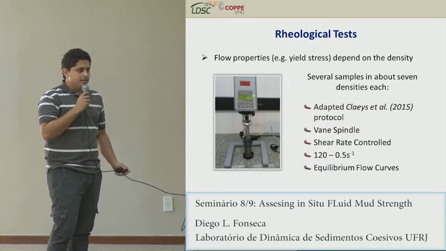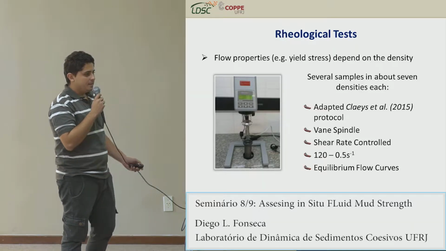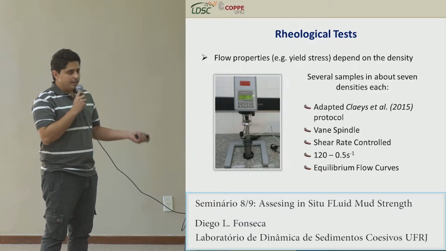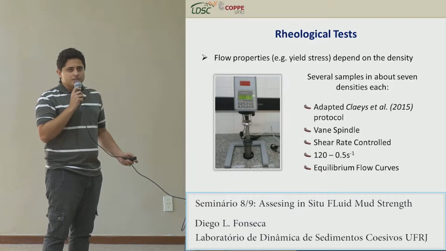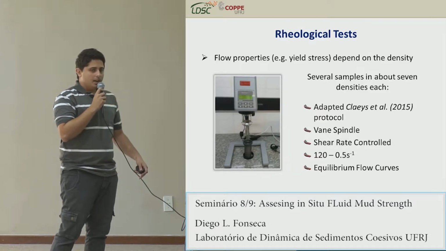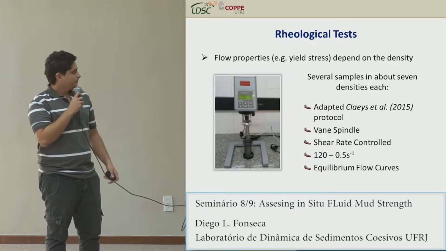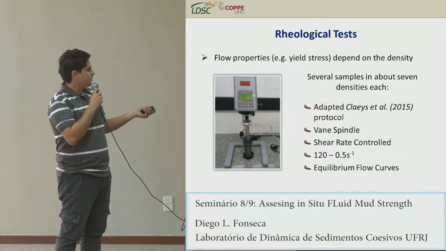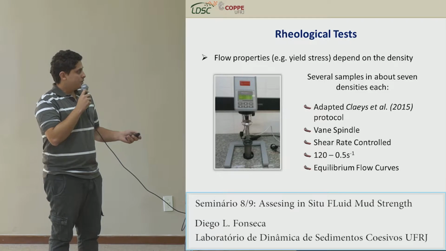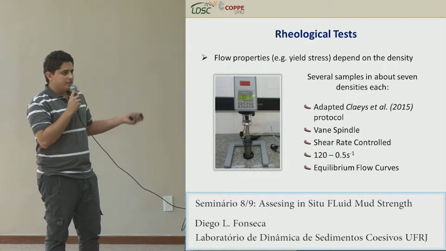Then we did the rheological tests using a rheometer. Unlike the Atterberg limits, the flow properties, for example yield stress, depend on the density. We used several samples at about 7 densities each. We adopted the Coussot and collaborators protocol to assess the equilibrium flow curves. Some details of our tests: we used a vane spindle, shear rate controlled, and this is the range of the shear rate we used.